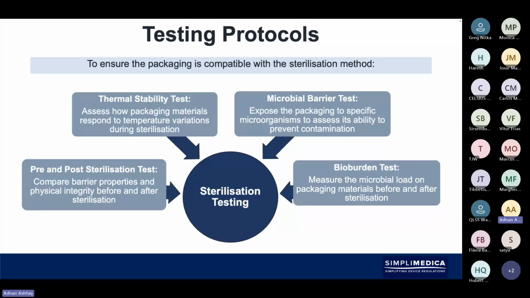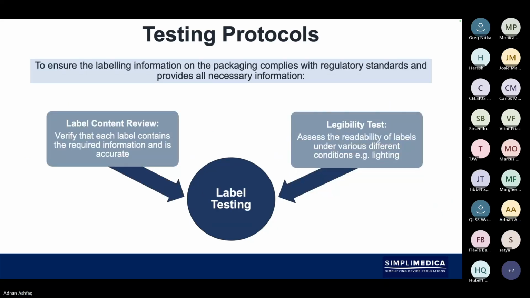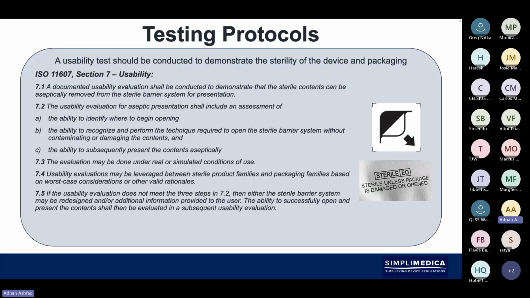And then other tests that you might want to look at also for sterilization testing are pre and post sterilization testing, thermal stability testing, microbial barrier testing, and bioburden testing. So also looking at the bioburden levels. And then also reviewing the content. So if you've got labeling, making sure that it's legible, that you can read it under different conditions, that the information is also accurate and appropriate for what is required.